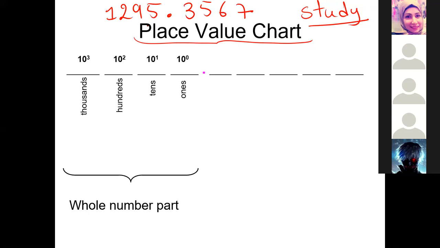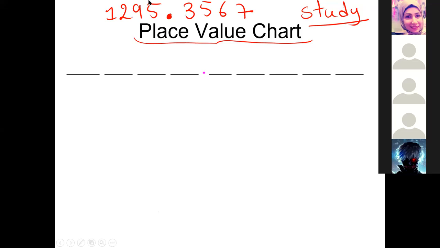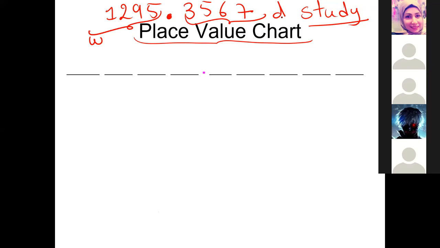For example, if we have a big decimal number, 1295.3567, what is the whole part here? It's 1295. What is the decimal part? 3567. In this activity, we will know the place value of each digit in the whole part, meaning the place value of 5, of 9, of 2, of 1. And we will also know the place value of each digit in the decimal part: the 3, the 5, the 6 and the 7. When I say place value, I mean ones, tens, hundreds, thousands, like this. Okay?